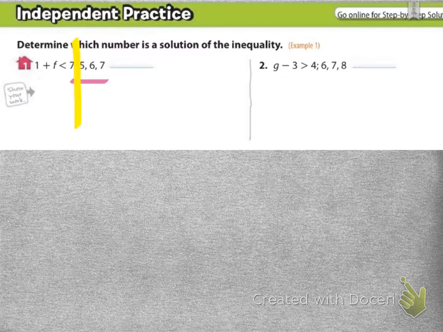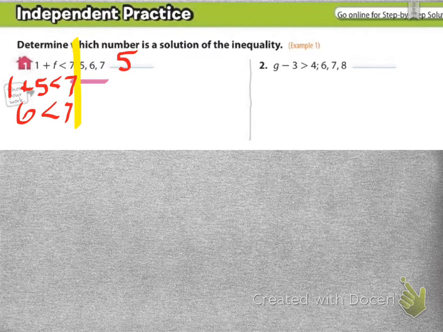And so I'm going to leave my line there. So when I'm figuring this out, I'm going to say, okay, how about 5? Well, 1 plus 5, is that going to be less than 7? Well, 1 plus 5 is 6. 6 is less than 7, yes. So I'm going to say, okay, 5 works. Now I'm not going to stop there. I'm also going to try my other ones.